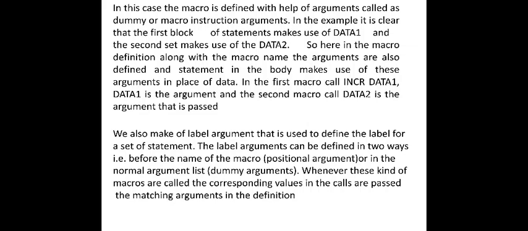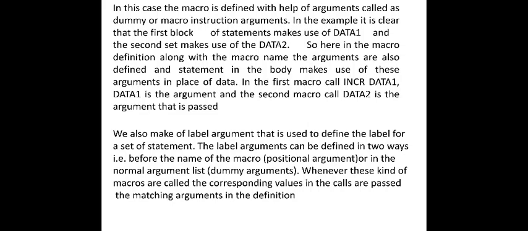We also make use of label arguments, which are used to define the label for a set of statements. Remember this one: we can define the label arguments in 2 ways. The first one is before the name of the macro, and if we do it like that, it is called positional arguments, or in the normal argument list, which we call dummy arguments. So dear students, we learnt about 2 things here: one is positional arguments, another one is dummy arguments.